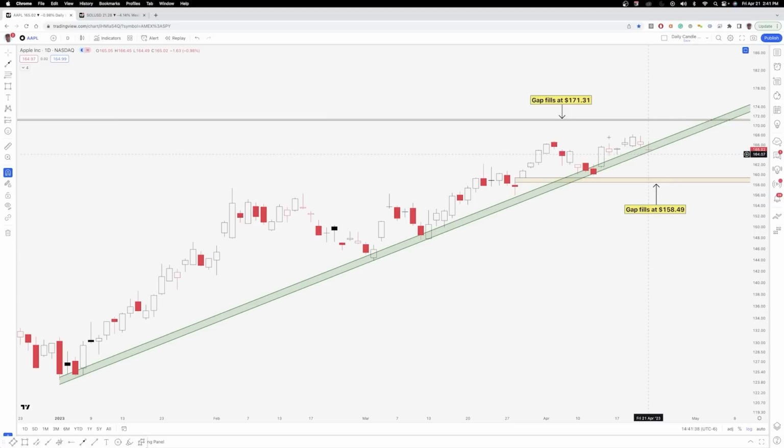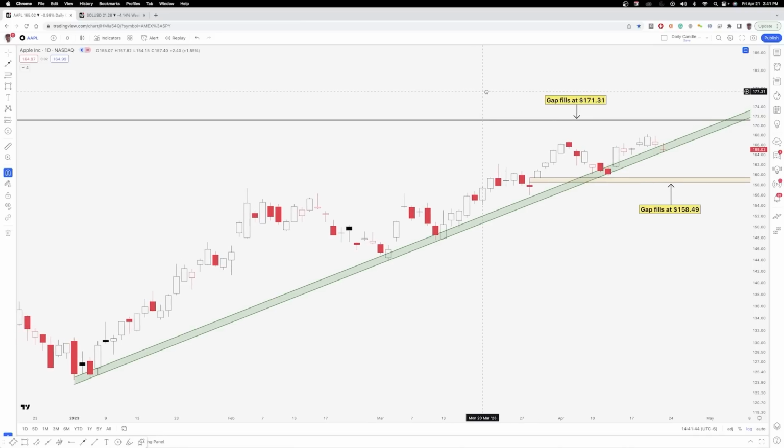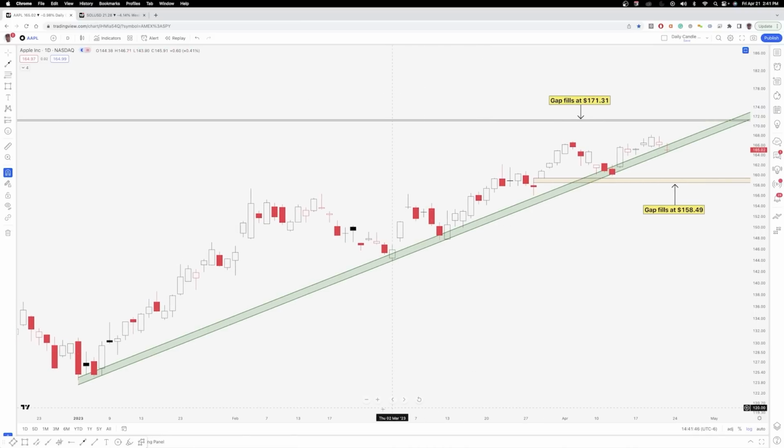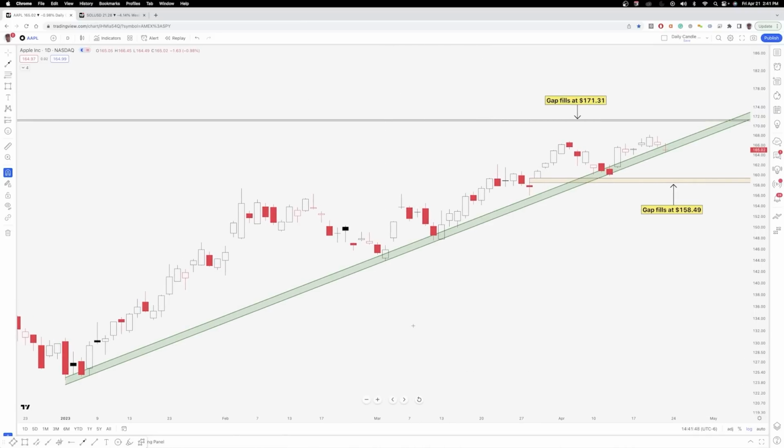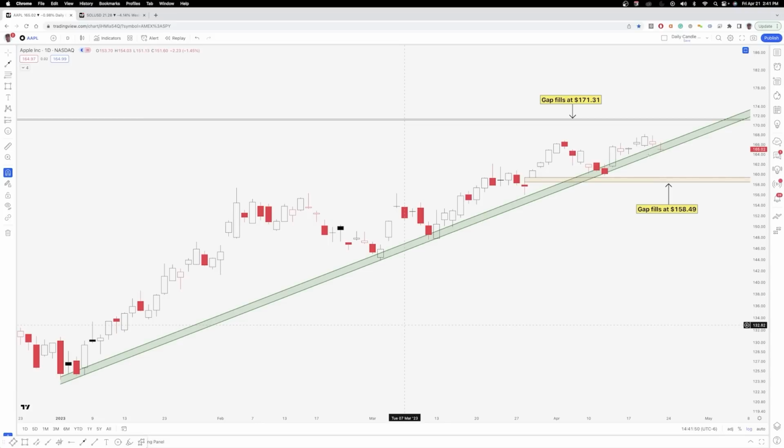zone next week. Now, if we continue up and break above these highs from earlier in the week, then 171.31 would be your target above. Everyone's going to have a slightly different style. Some people are going to have their own special triggers. I'm just trying to show what makes the most sense, just watching basic price action and using closes as a function of confirmation. So that is the daily view.